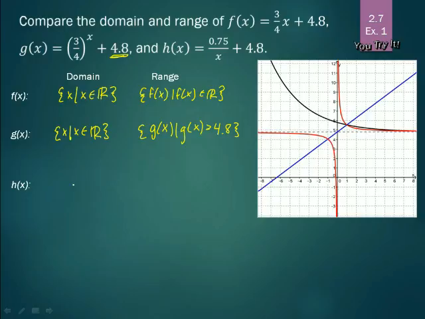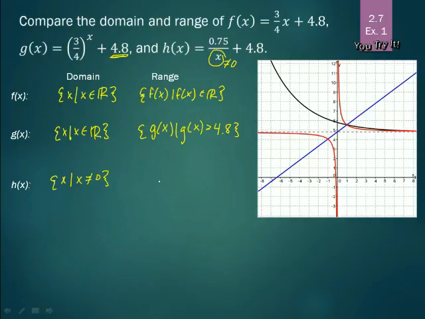And then h(x), our rational function, will be different than both of the other two because it has a vertical asymptote as well. As you can see, it never touches in the middle there at x equals 0. And in the equation, that's because x is in the denominator of a fraction, and so x cannot equal 0. And so the domain in set builder will be the set of x's such that x is not equal to 0.